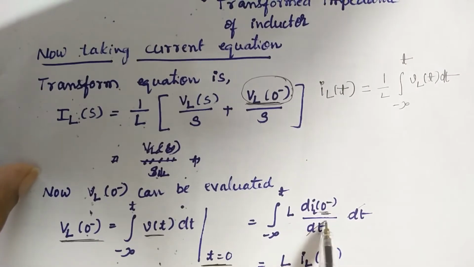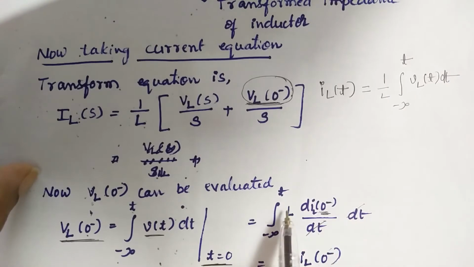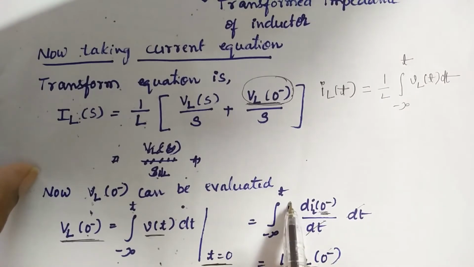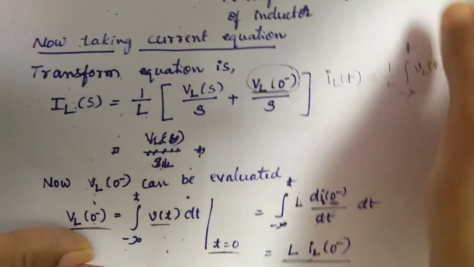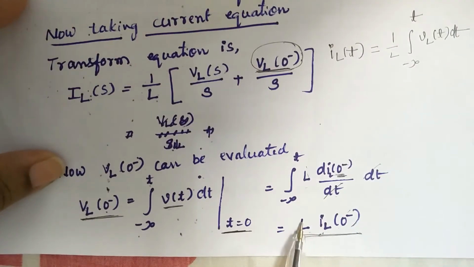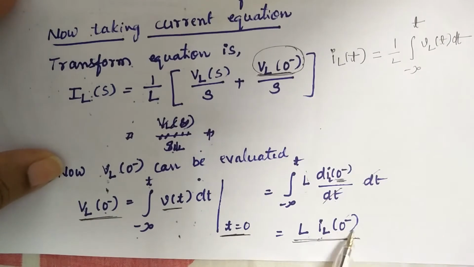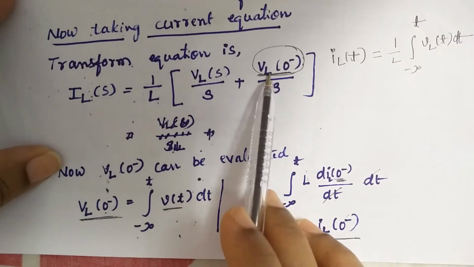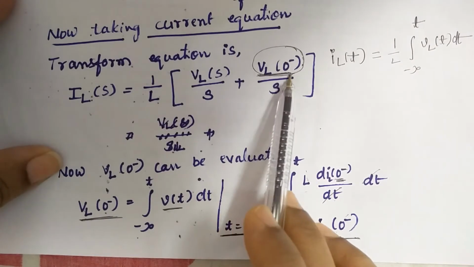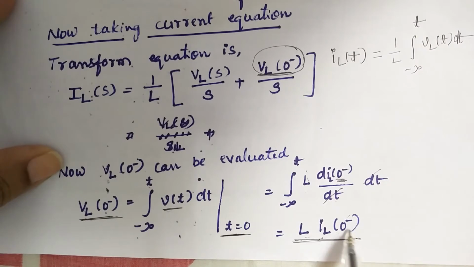So here what is happening? dt gets cancelled, so L goes outside the integral. You'll have 1 dIL of 0 minus. What you get now is simply L into IL of 0 minus. So see here, this is VL of 0 minus, right? Instead of VL of 0 minus, you can write L into IL of 0 minus. Clear? So now we are trying to write the current relation with the same. So the current equation will be somewhat like this.